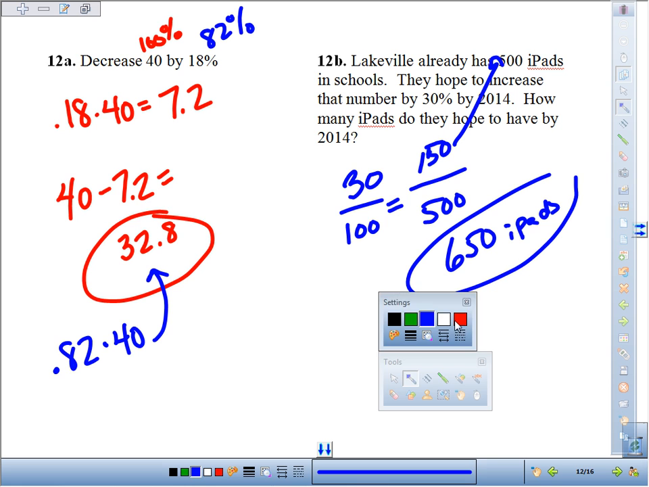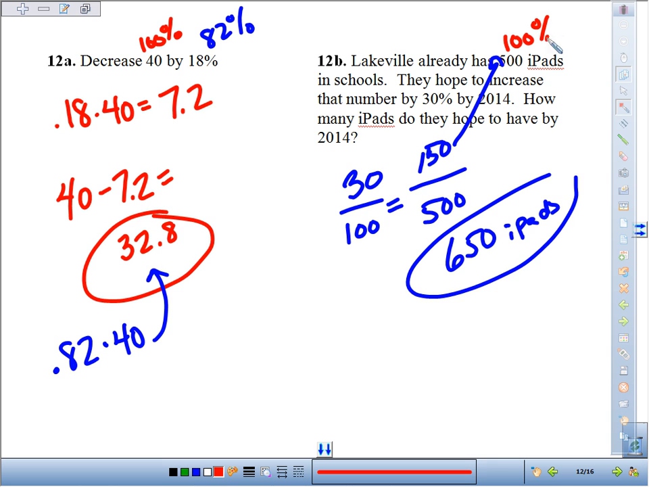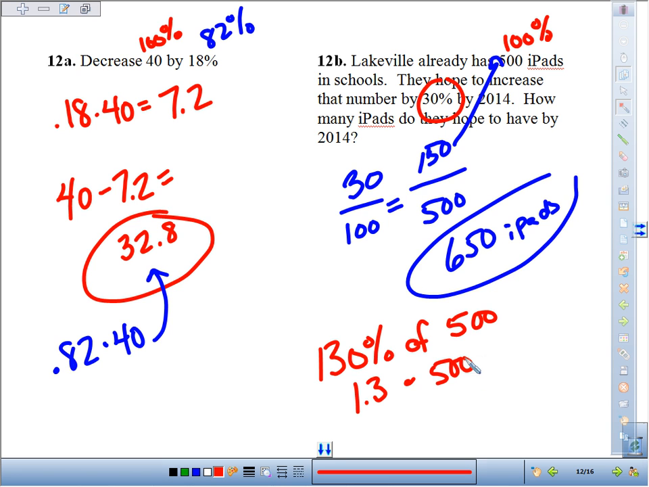Another way to think about this, though, I think it's a little easier. You say 500, that's 100% of what I'm starting with. I'm going to increase that by 30%. Well, if you've got 100% and you increase by 30%, now you're at 130% of your original value, 500. 130% as a decimal is 1.3. Of means times 500. And when you do that, you get the same answer, 650 iPads.